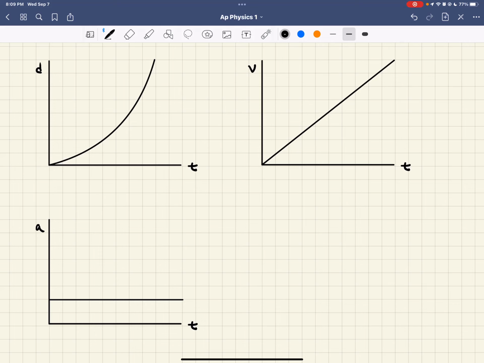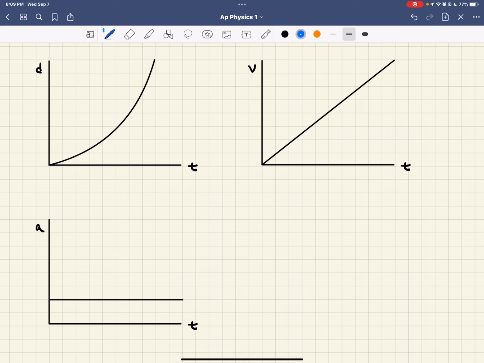So this is AP Physics 1, Unit 1, the most misconceptions. If you look here, there are three graphs. The first graph is a DT graph, then a VT graph, then an AT graph. The DT graph stands for the displacement graph. The VT is velocity, and AT is the acceleration graph.